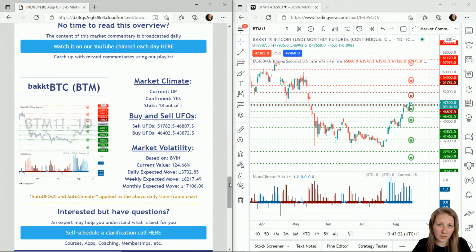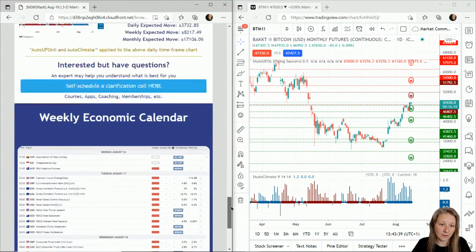So that's all of our markets. That's the probabilities where they lie based on the climate, based on probabilities up or down or nowhere, based on UFOs, which are buy and sell orders that could change the direction of price, and also stats on volatility, how quickly we expect them to move. So that's each of our markets.